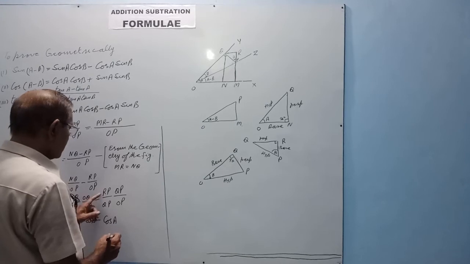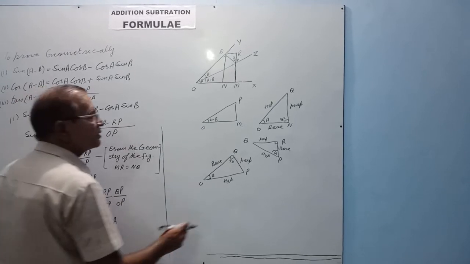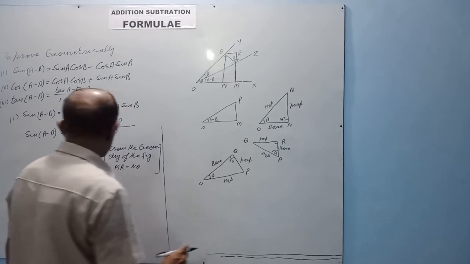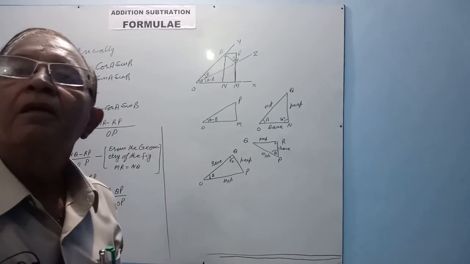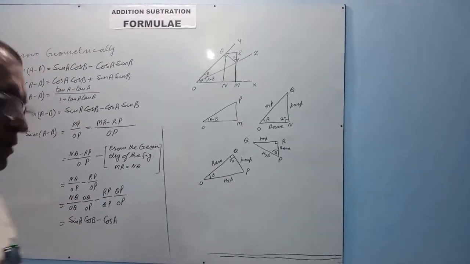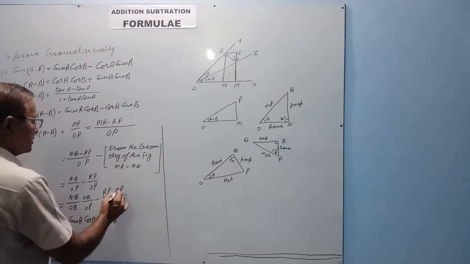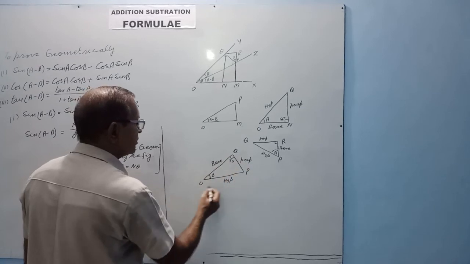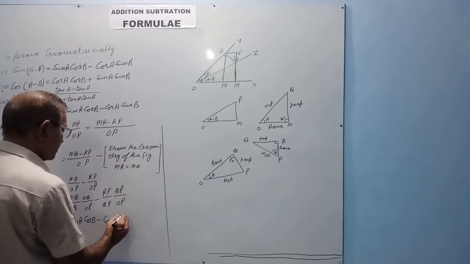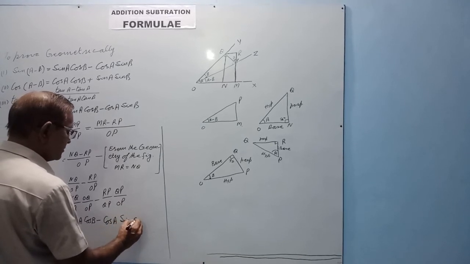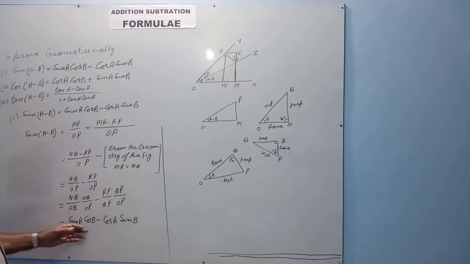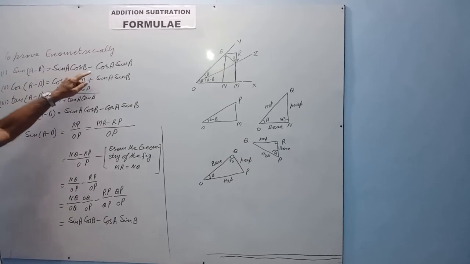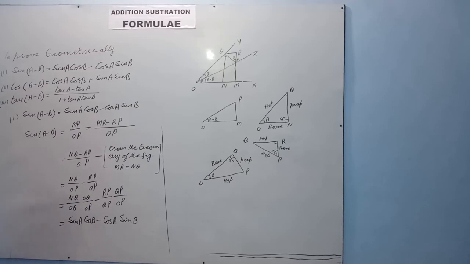See this carefully. RP by QP. Now see this, QP by OP: QP perpendicular, OP hypotenuse, perpendicular by hypotenuse, sine. Thus we are getting sine A cos B minus cos A sine B. So sine A minus B equals sine A cos B minus cos A sine B. That is how I have proved.